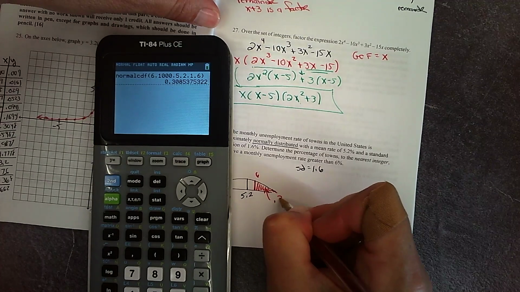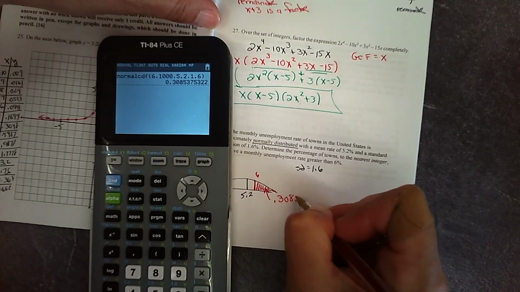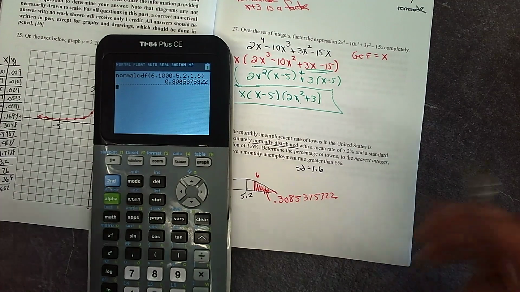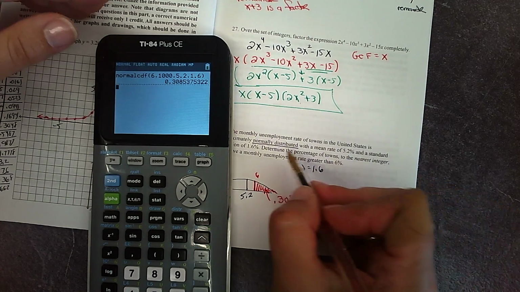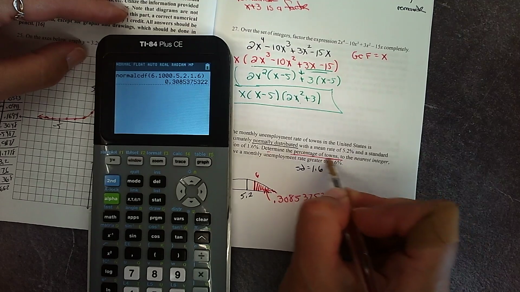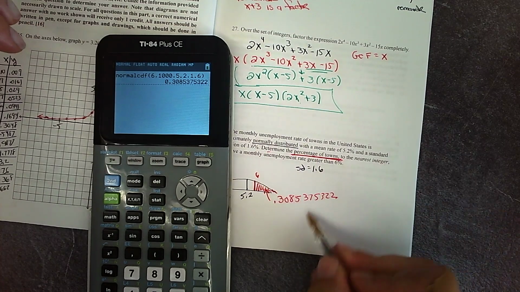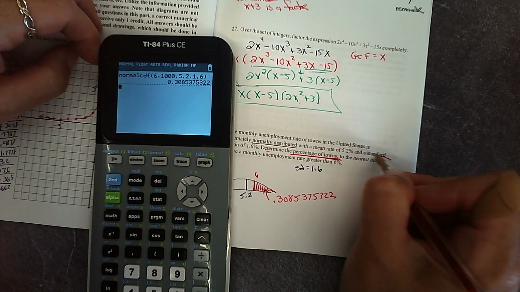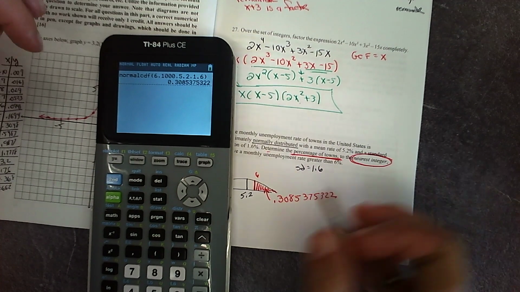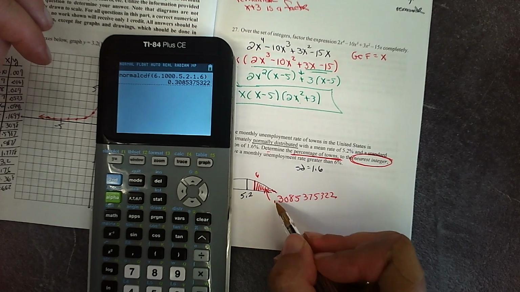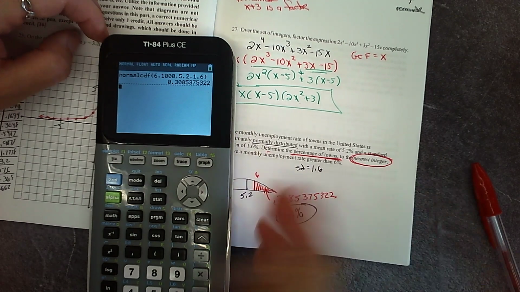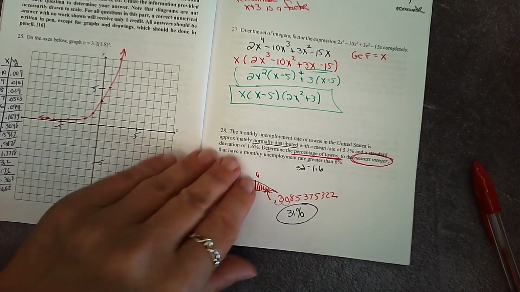Now, this is 0.3085375322. Okay. Now, did this question ask for a percent, right? Determine the percentage of towns. So that means I have to turn this decimal into a percent, right? To the nearest integer, so whole number. So I'm going to move the decimal point twice. And that would be 31%. Okay.